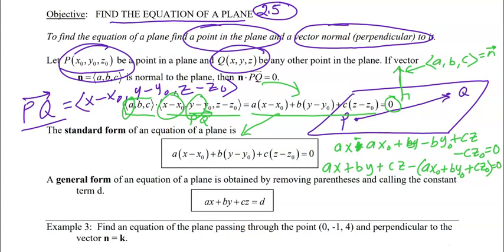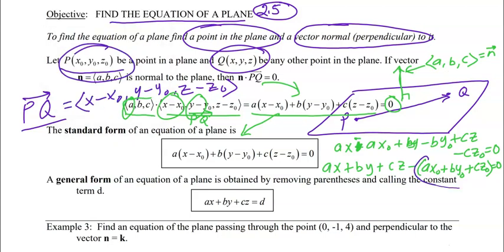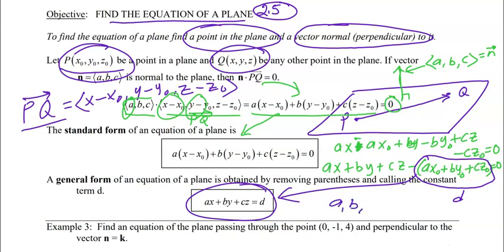Now this whole thing, we call it D. Then you can add D on both sides, and you get this result. And that is the equation of a plane. Remember that (A, B, C) is the normal vector to the plane, and D is this whole thing.